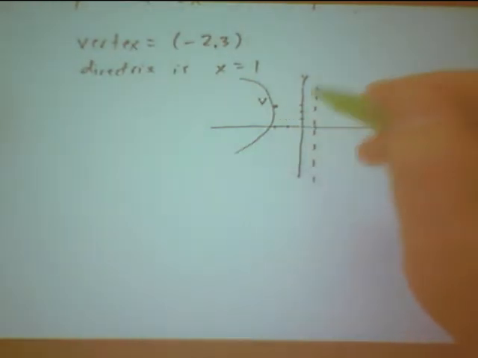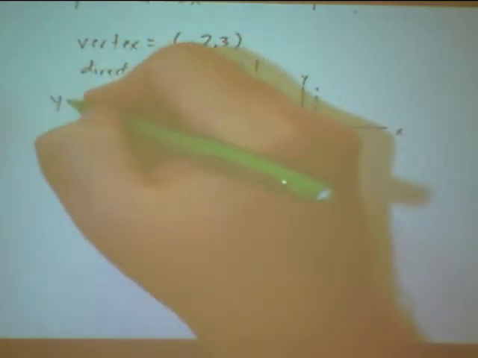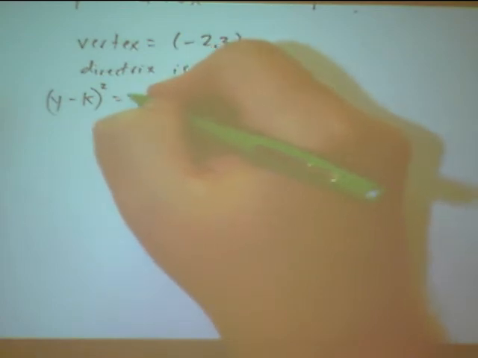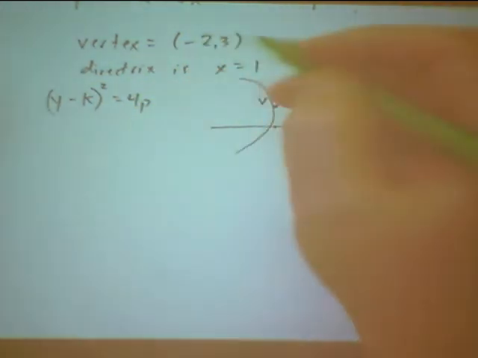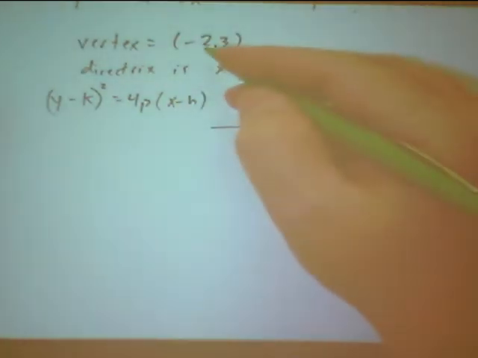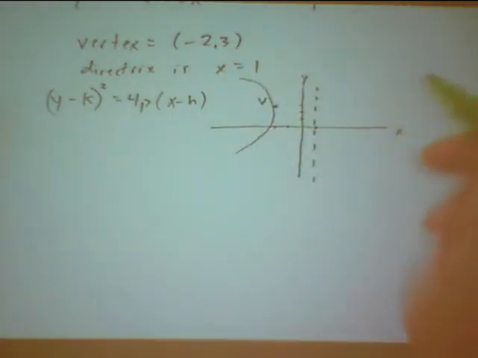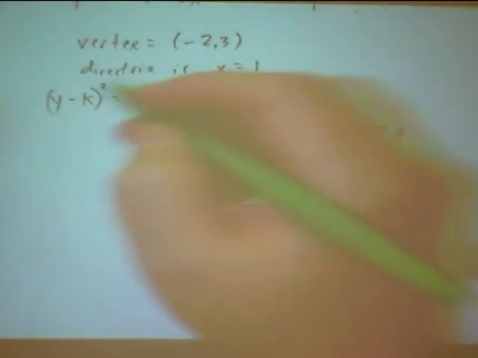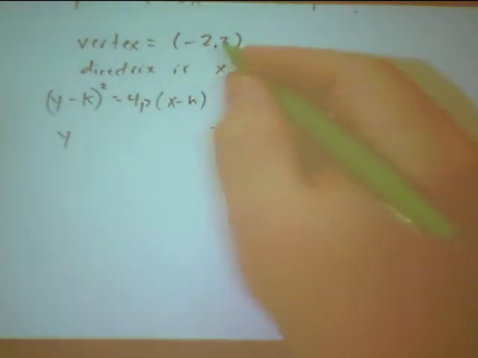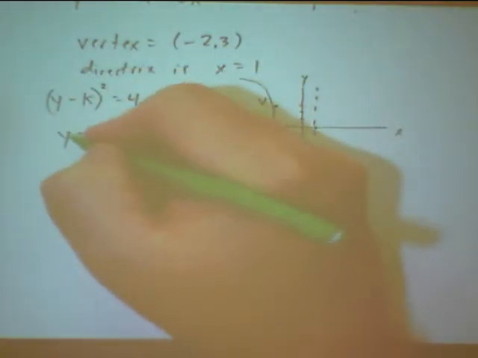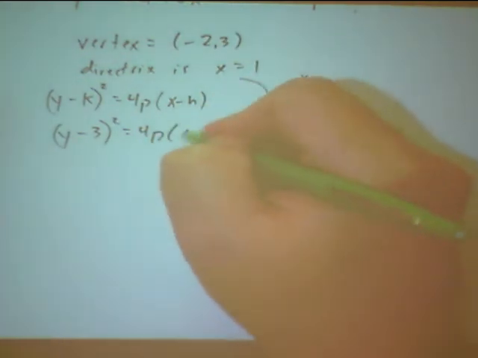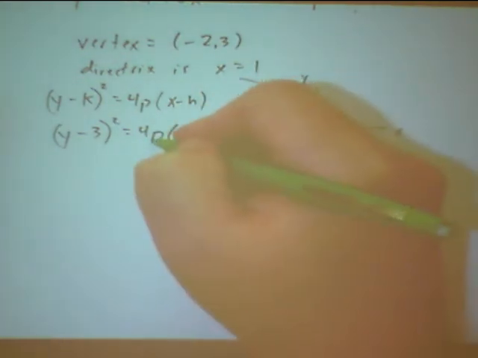Once again, the y is going to be squared. So (y - k)² = 4p(x - h). I know the vertex, so I can plug in for k and h. So it's going to be, let's think about this, (y - 3)² = 4p(x + 2).